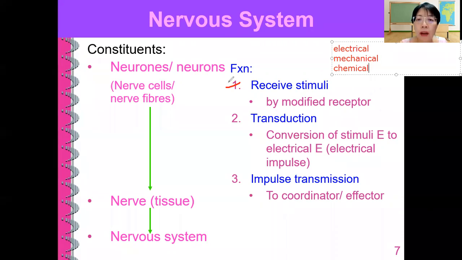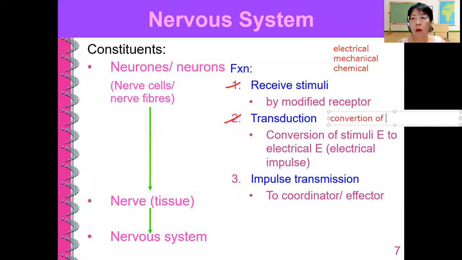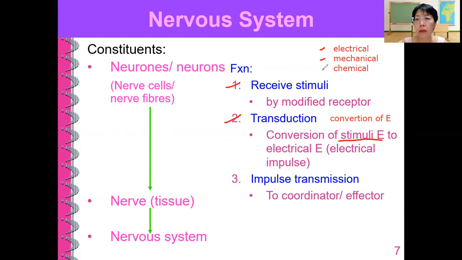Okay. Then after it receives the stimulus, it will carry out transduction. The word transduction stands for conversion of energy. So you convert energy from one form to the other. You convert energy from the stimulus energy, which can be electrical, mechanical, or chemical, into the electrical energy to be transmitted as electrical impulse along the neuron. Then number 3 is electrical impulse transmission. When I write impulse here, the impulse stands for either nerve impulse or electrical impulse. So in short, impulse means nerve impulse or electrical impulse.